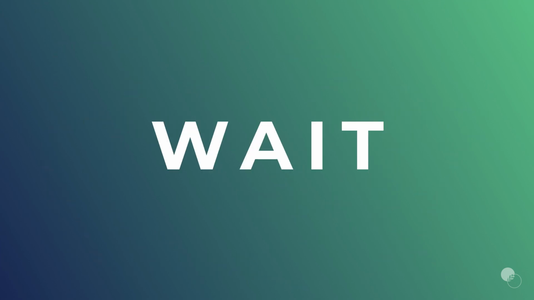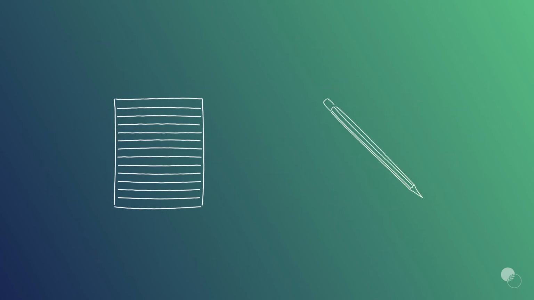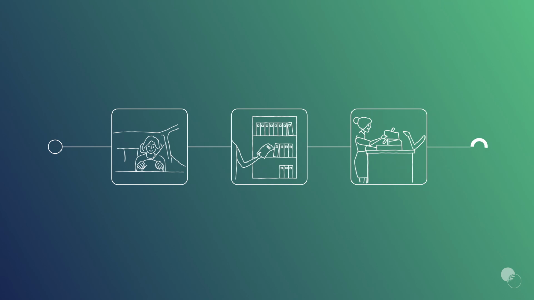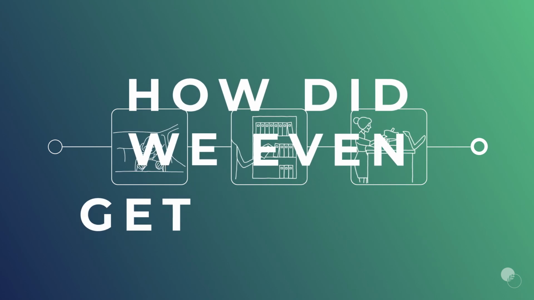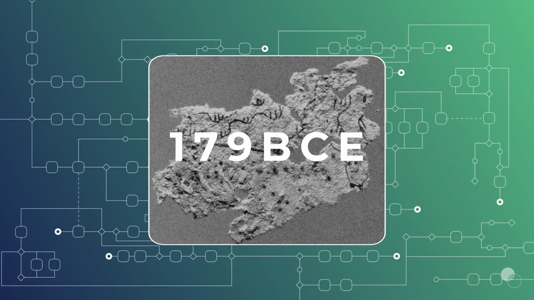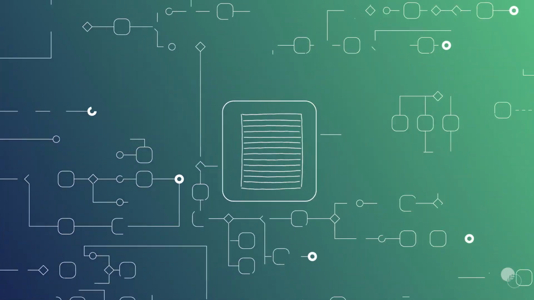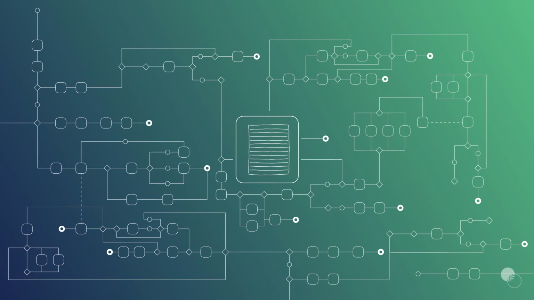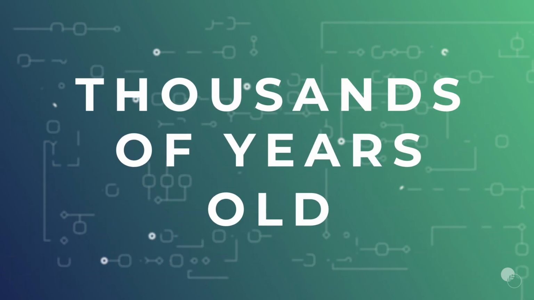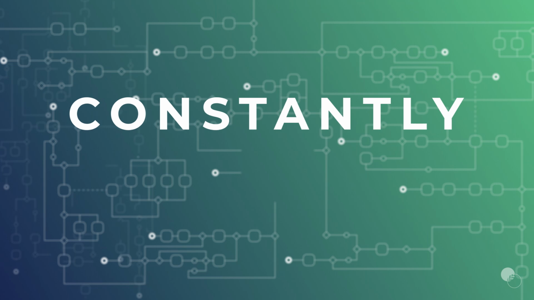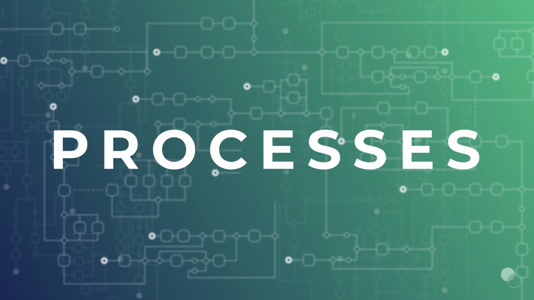Wait, that's not even what we were doing. We haven't even begun drawing yet. This is a deep onion. So you're at the shop and you find the paper. How did that paper get there? How did we even get paper? And suddenly we're back thousands of years again. Processes upon processes upon processes. Everything is built upon a complex, thousands of years old network of intertwined and constantly refining and adjusting processes.